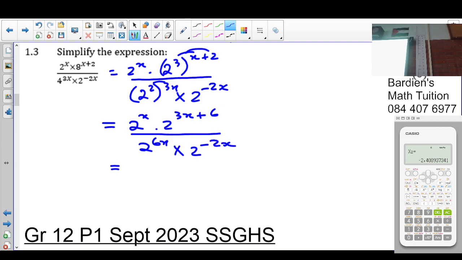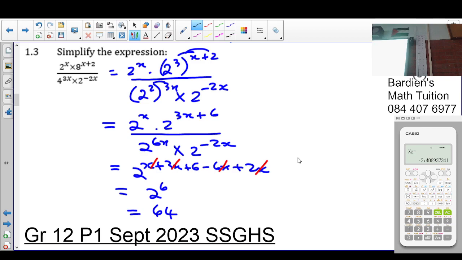When you're multiplying, bases are the same, we add the exponents, so it's 2 to the x plus 3x plus 6 minus 6x plus 2x. When we divide, bases are the same, we subtract the exponents. So 3x plus x is 4x, minus 6x is minus 2x, plus 2x is 0. So I'll have 2 to the 6. And 2 to the 6 is 64.